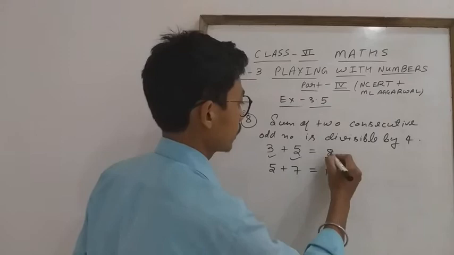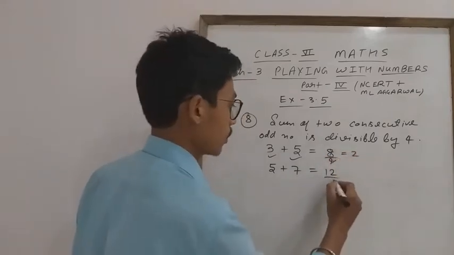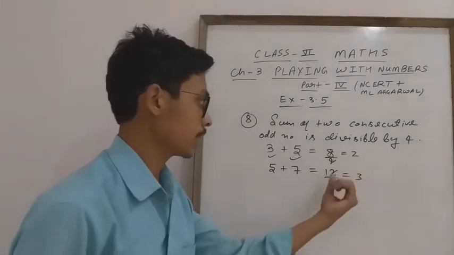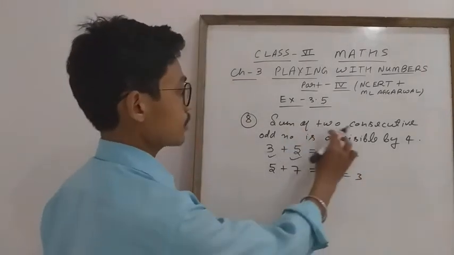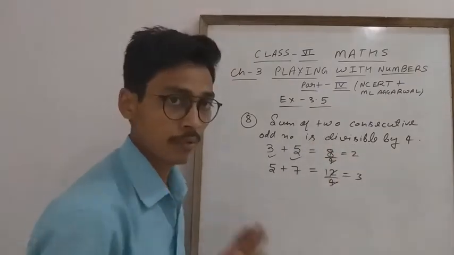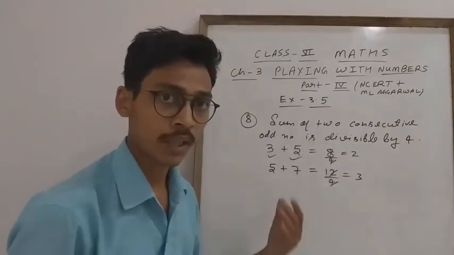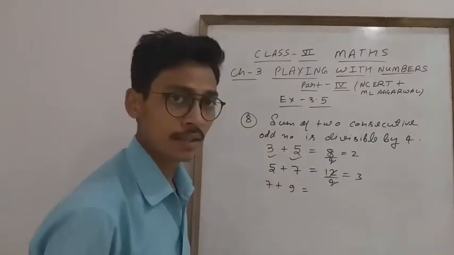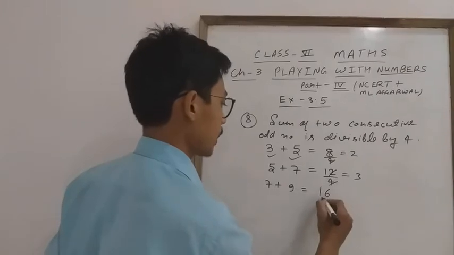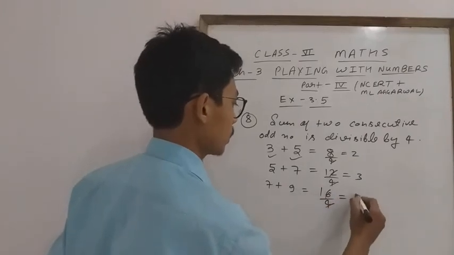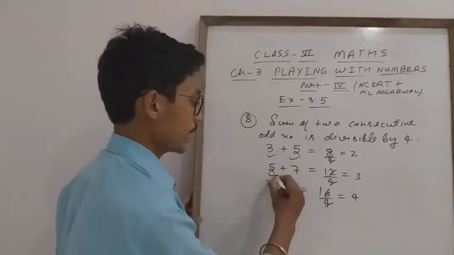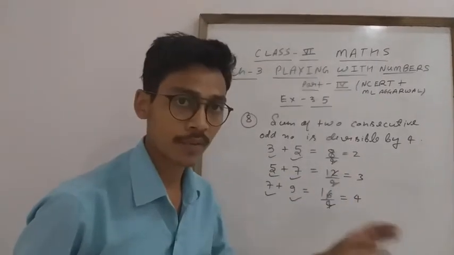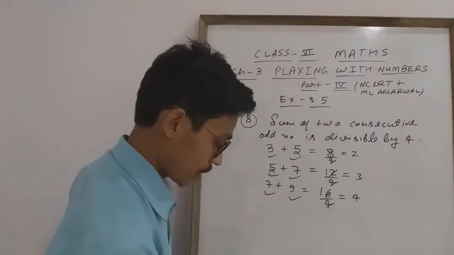8 divided by 4 is 2 times. 12 divided by 4 is 3 times. You don't have to divide on paper, in rough you will divide and say that the sum of two consecutive odd numbers is divisible by 4. Clear, students? Here we prove it. Another number you can take, like 7 plus 9. 9 plus 7, everyone knows, is 16. Now 16 upon 4 is equal to 4. That means, students, the sum of any two consecutive odd numbers is divisible by 4, and we proved it with the help of examples. Okay students, now come to the next question.